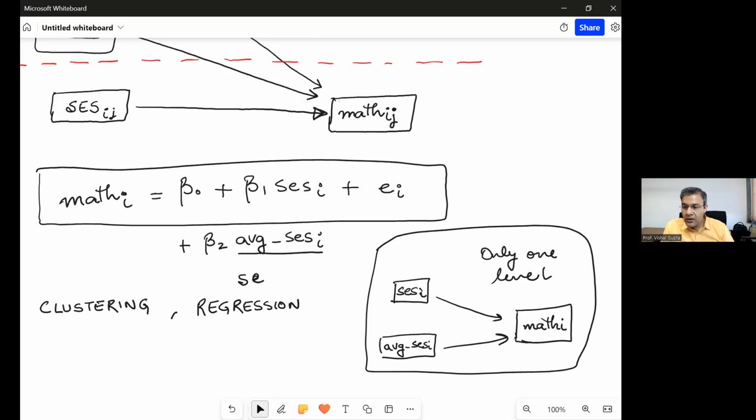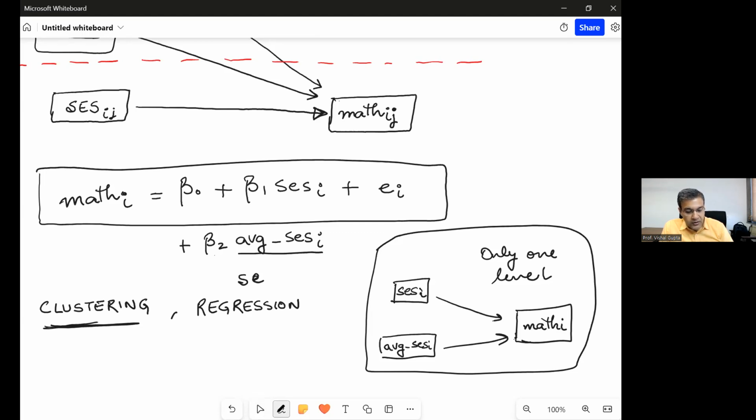So that's a very wrong understanding of how we model our data. And then, because there is clustering in regression, we theoretically say one of the assumptions of regression is that all observations are independent of each other, right? All observations of math ij, all observations of ses ij are independent of each other. Essentially that means there should be no correlation.